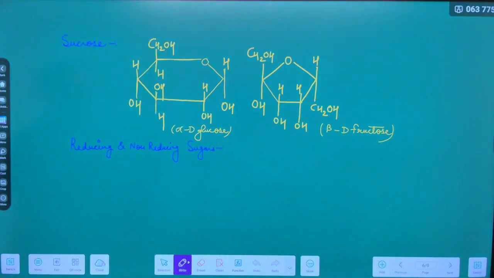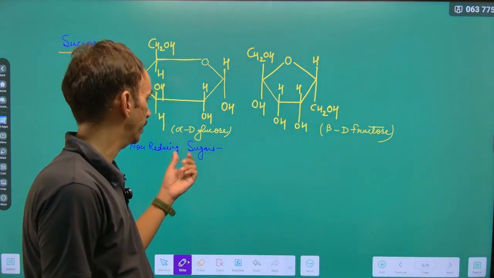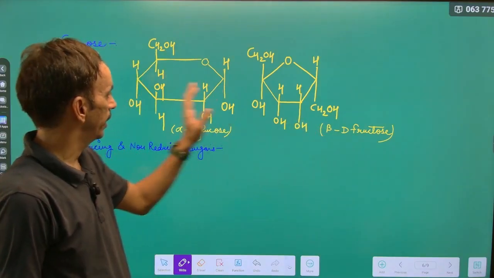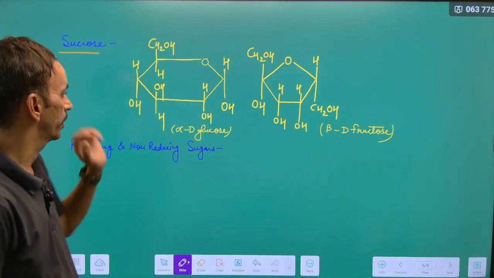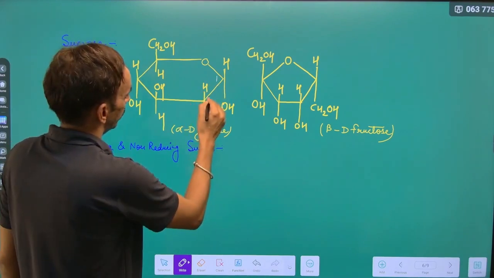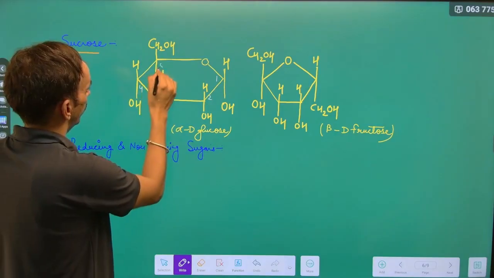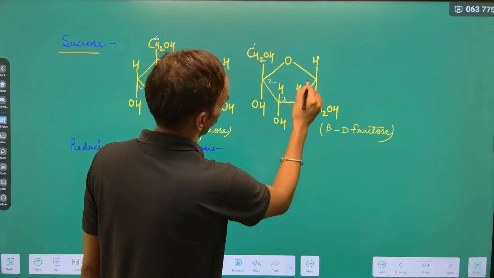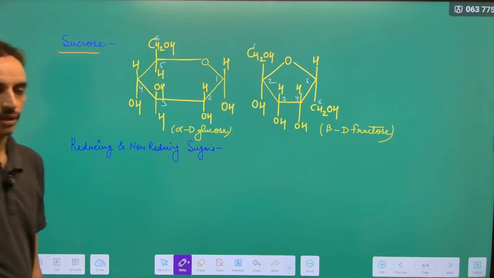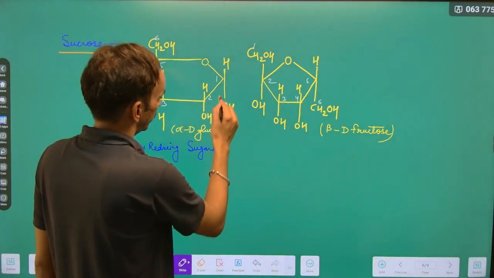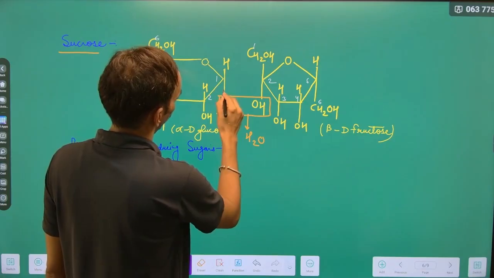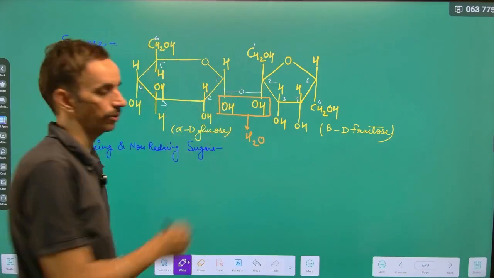Next type of sugar is sucrose, which is a disaccharide of alpha D glucose and beta D fructose. This is the fructose structure and this is the structure of glucose. Now in the glucose, there is carbon number 1, 2, 3, 4, 5 and 6. Here also carbon number 1, 2, 3, 4, 5 and 6. Again, similarly, there is a condensation reaction. The water molecule comes out and there is a formation of a bond between the two sugars.